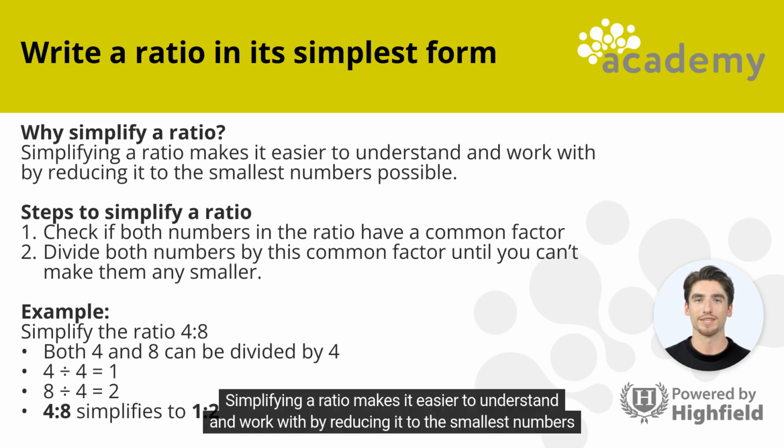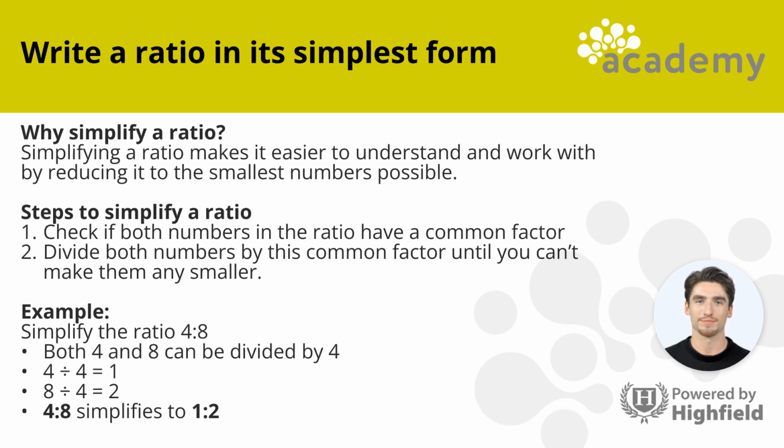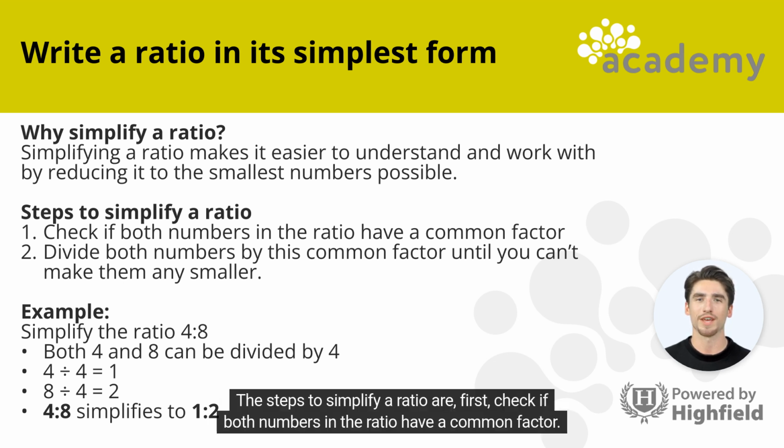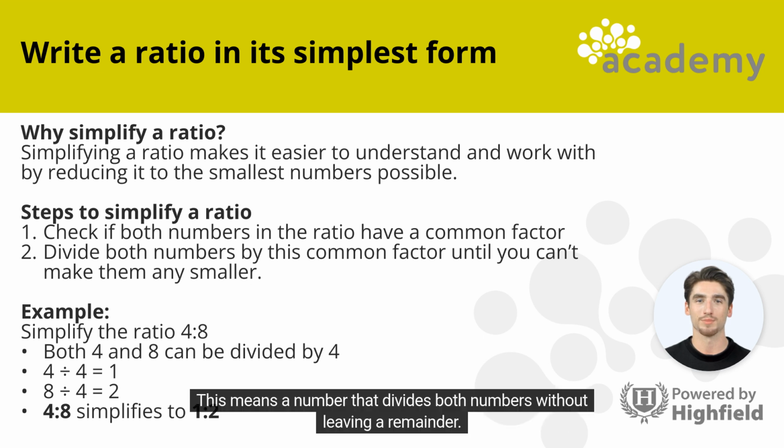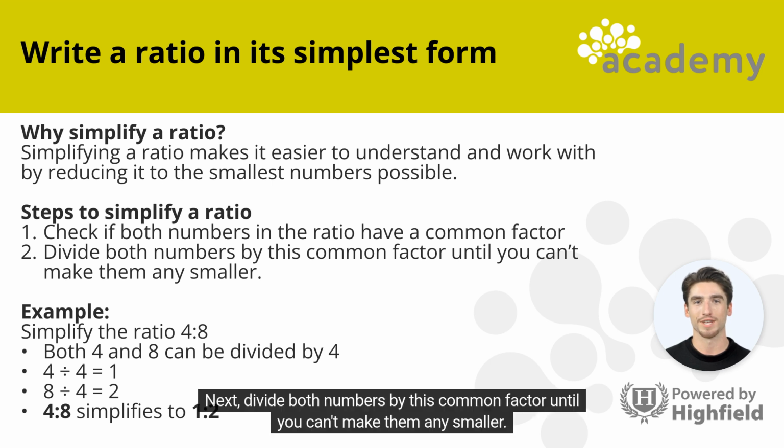Simplifying a ratio makes it easier to understand and work with by reducing it to the smallest numbers possible. The steps to simplify a ratio are, first, check if both numbers in the ratio have a common factor. This means a number that divides both numbers without leaving a remainder. Next, divide both numbers by this common factor until you can't make them any smaller.